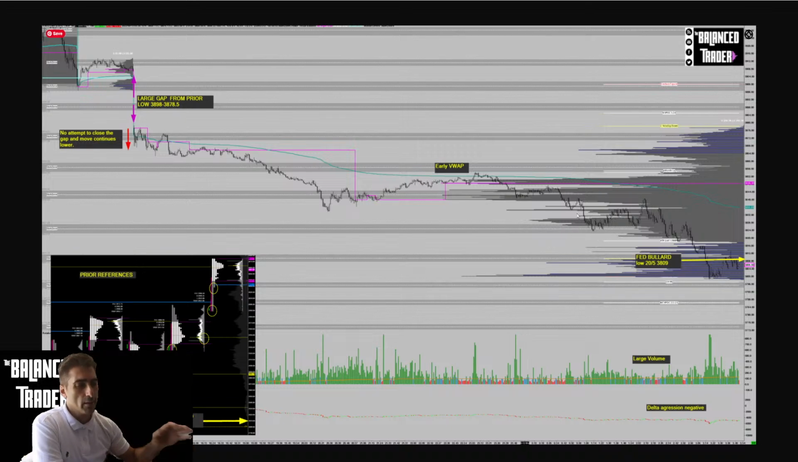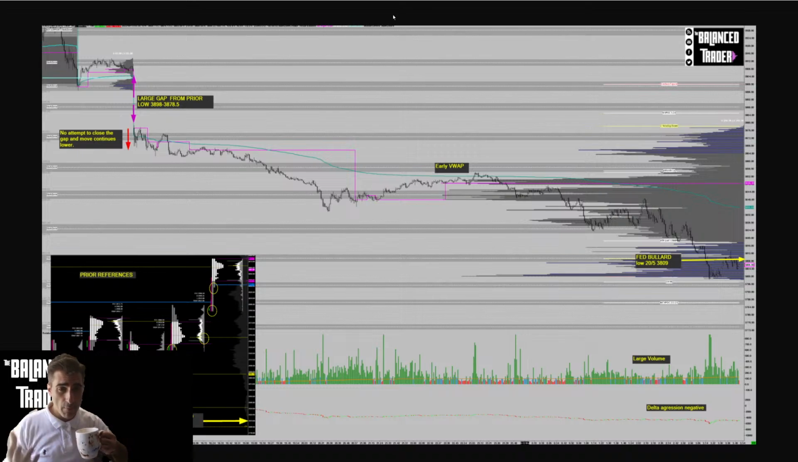We weren't respecting any prior levels on this move down, which tells me that there's just a slow liquidation which just needs to get done. People need to get this off their books. Whatever it is, they need to get this business done. They don't care too much about where. They just want to get out, okay? And that's very emotional, okay? And it's good to be aware of these emotional days, price action.